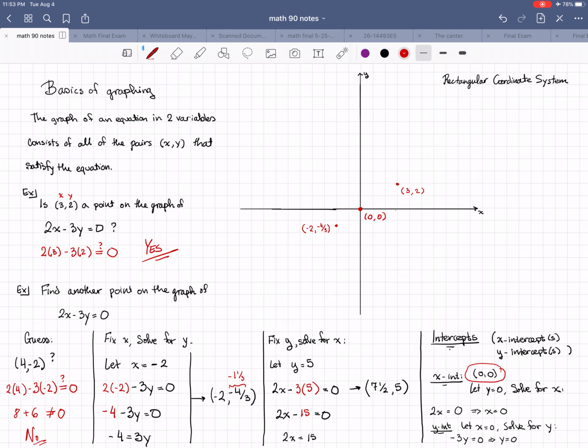And then lastly, we have 7.5, 5. So 7.5 means we go 7.5 units to the right, and then 5 up. So 1, 2, 3, 4, 5, 6, 7.5. So that's about there. And then up 5. 1, 2, 3, 4, 5. So there are my 4 points.